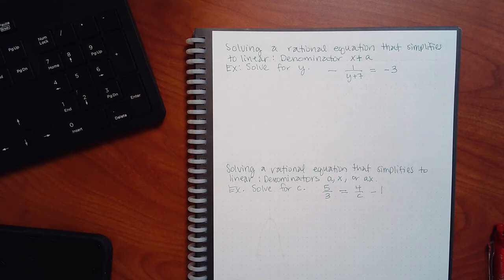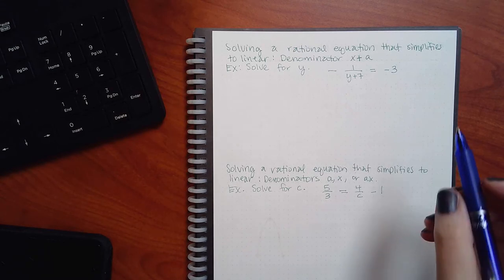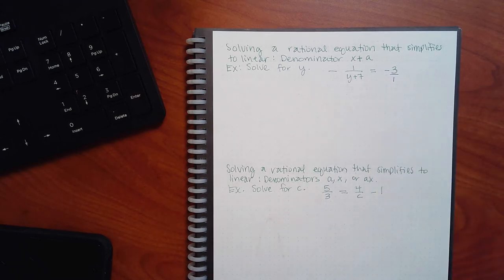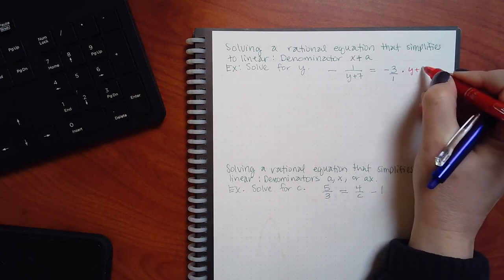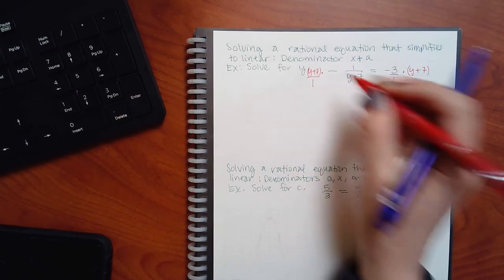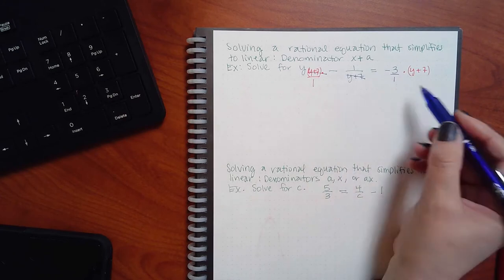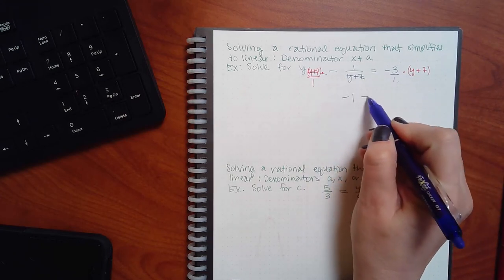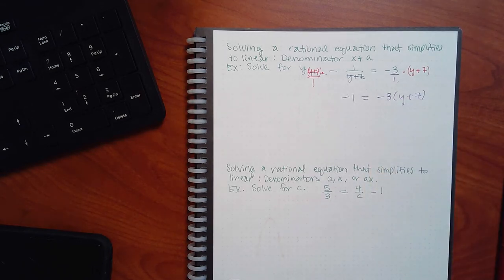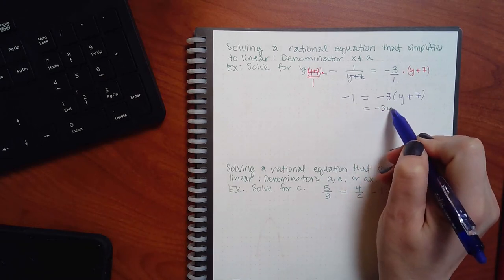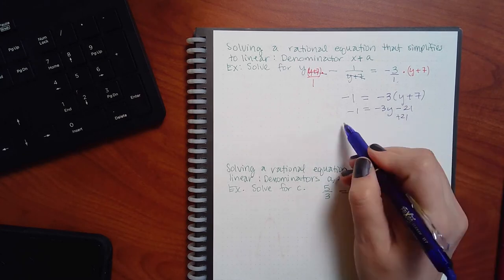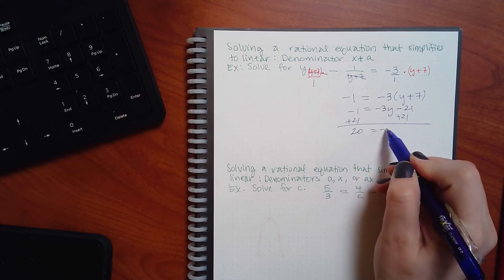Okay, what's the LCD here? You're going to say over 1, so you're going to have 1 times y plus 7. Or just y plus 7, right? Yep. But I'm going to put it in parentheses. So then this will knock out that. Nothing's going to cancel there. That's a negative 1. Negative 1 equal to negative 3 times y plus 7. And so what do I do to solve that? It should be 3y minus 21. And then add 21.